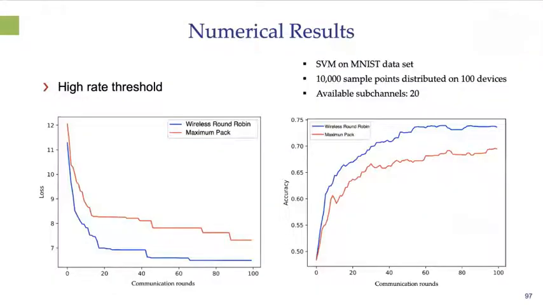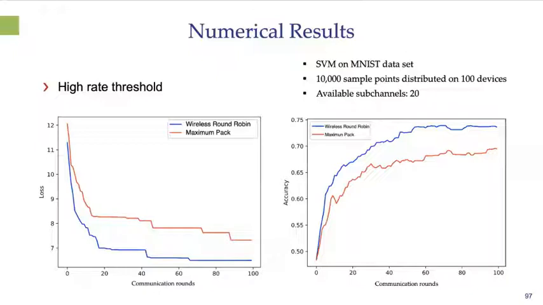And when we do that, we see that we can get improved performance over another fairly reasonable type of scheduling algorithm called maximum pack, where at each time we try to pack in as many reporting end user devices as we can. So here, wireless round robin is the scheme I just described, where you minimize the average age. Maximum pack I just described. On the left, this is a case with high rate threshold. On the left, we see loss. Again, wireless round robin is much better than maximum pack.